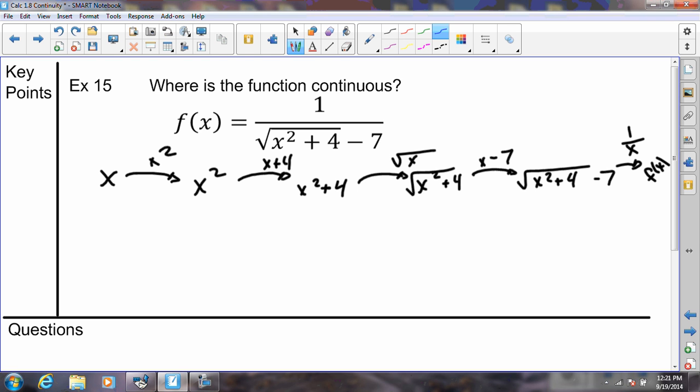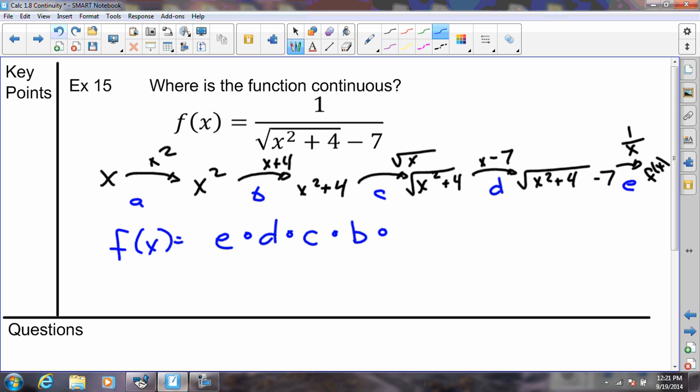Here can be our h, and I want to back these up because there's so many of them. I'm going to call this function A. This is function B, function C, function D, function E. That's telling us f of x is equal to the total composition E composed with D, composed with C, composed with B, composed with A of x.